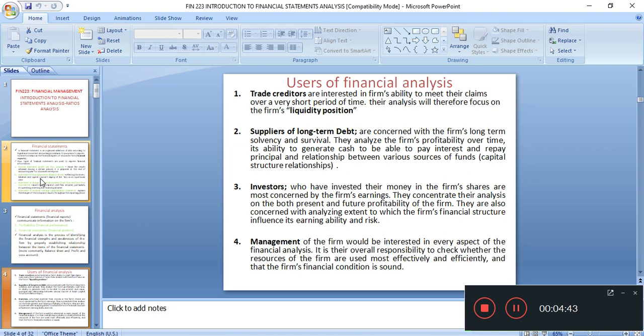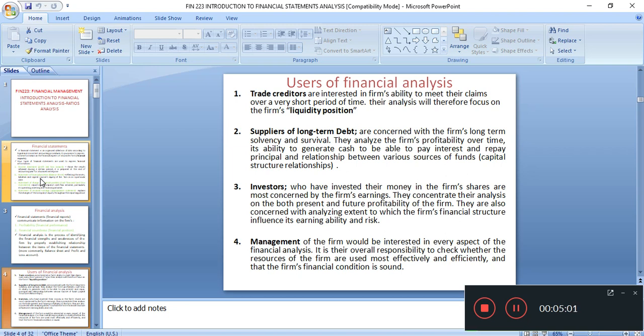The users of financial analysis are trade creditors, suppliers of long-term debts, investors, and the management of the firm. Those are the users of financial analysis.